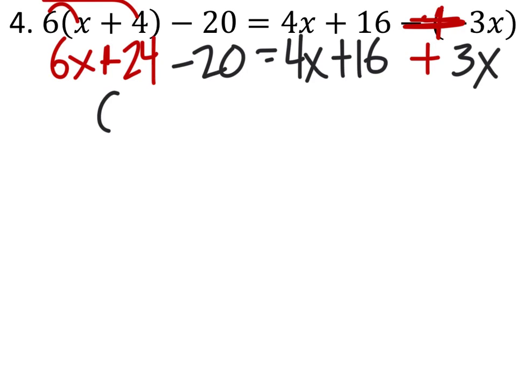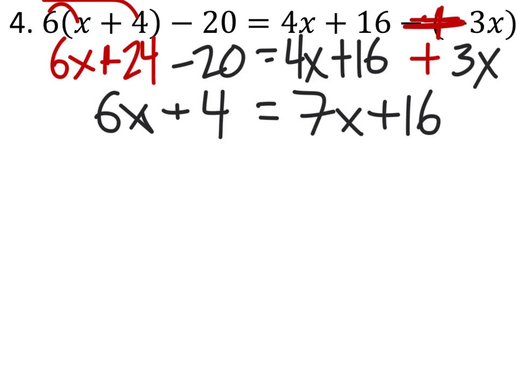That would give us this 6x. 24 minus 20 is going to give us a positive 4 equals, we'll combine the 4x and the 3x to get 7x plus 16. Right? From here we've got to choose a side for the x's. Let's go ahead and choose the left side for the x's and the right side for numbers.